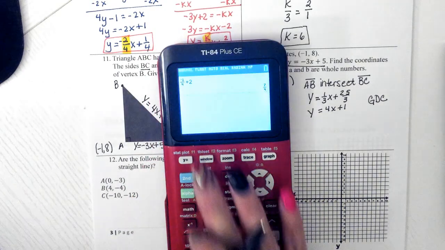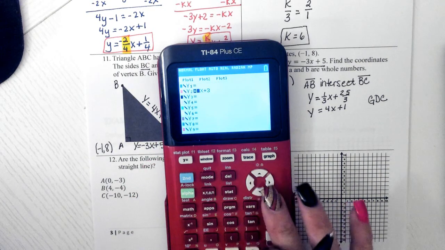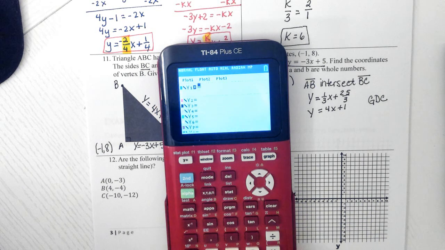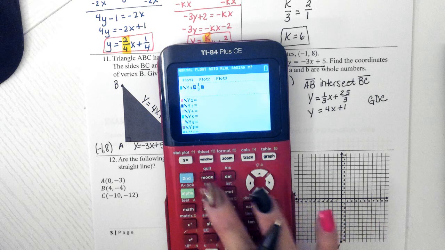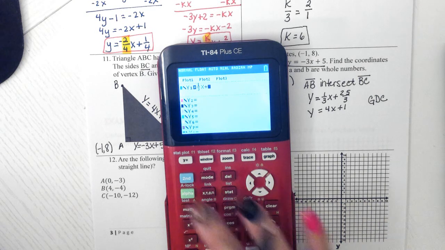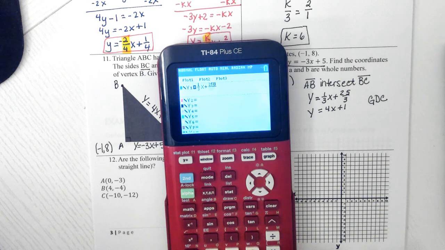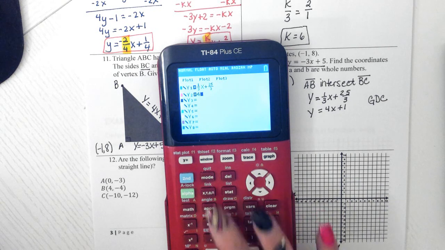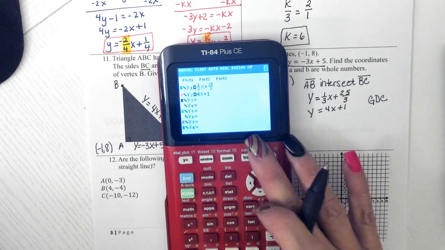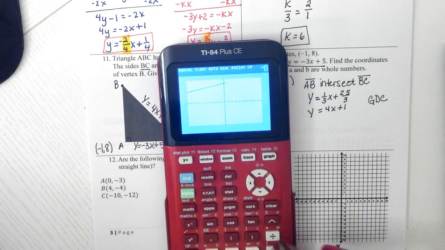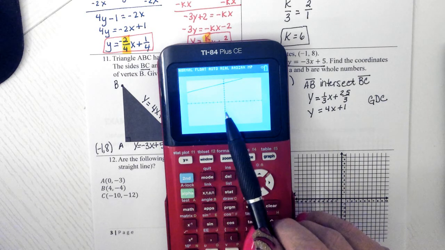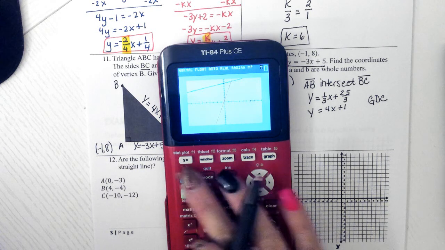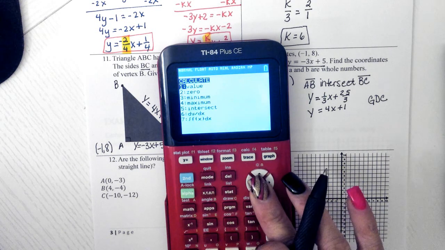Here we go. I'm going to say alpha, y equals 1/3x plus 25/3, and y equals 4x plus 1. I'm going to graph these. I need to figure out where these two lines intersect. So I'm going to say second, calculate, intersection.